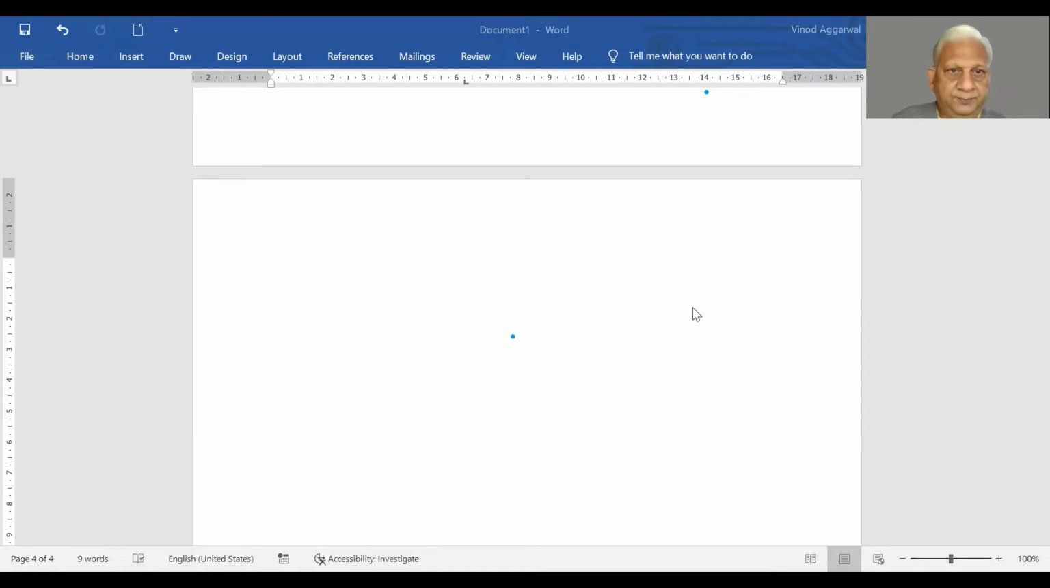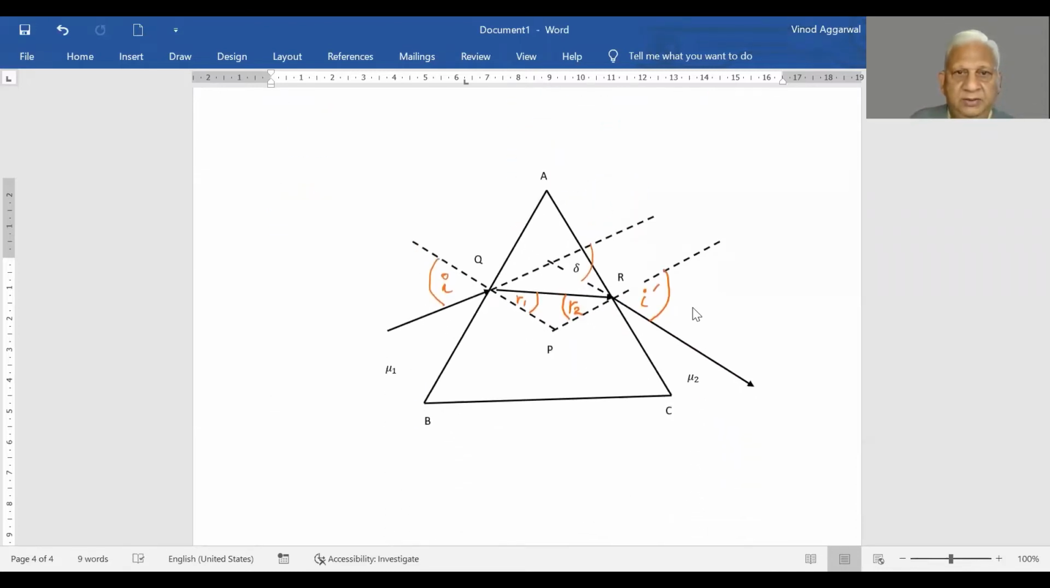Next topic is prism. What is a prism? A prism is a triangular transparent body. This is the front portion, this is the back portion. This front portion is parallel to this back portion. And if we see the front portion of it, it looks something like this.